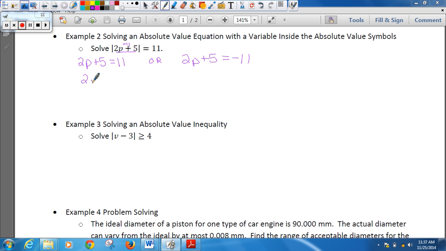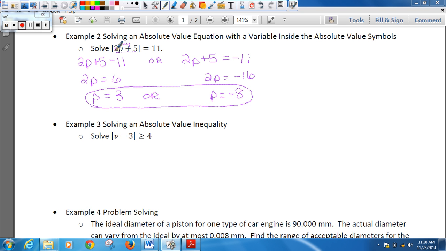So we have 2p is equal to 6, because we minus 5. We're going to divide both sides by 2, so we get p equals 3. Or, on the other side, when we minus 5, we get 2p equals negative 16. When we divide by 2, we get p equals negative 8. So our answer would be p is equal to 3, or p equals negative 8.